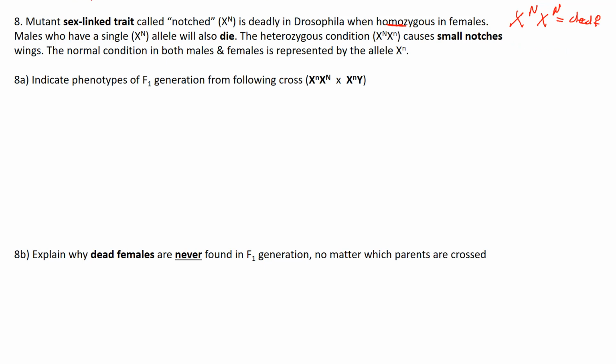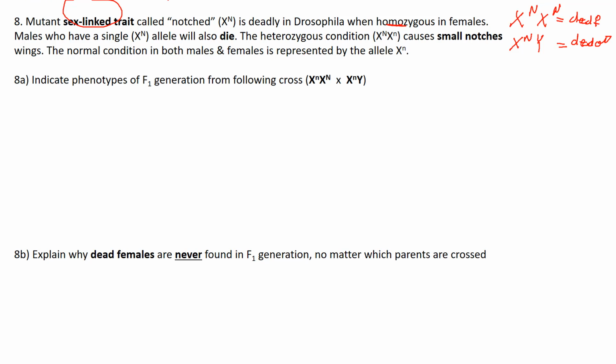Then it says males who have a single XN will also die. So X with an N, and we know this is sex-linked. Actually, it told us there, I forgot to read that part. But when it's sex-linked, the other one for a male is obviously going to be a Y. So that's going to be a dead male, just using symbols for males and females.